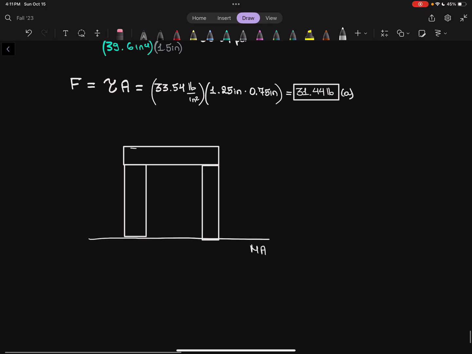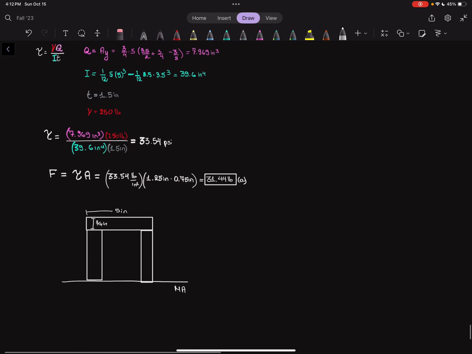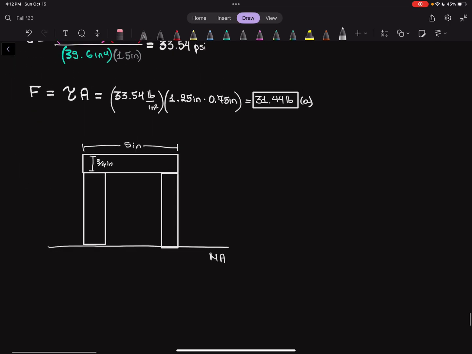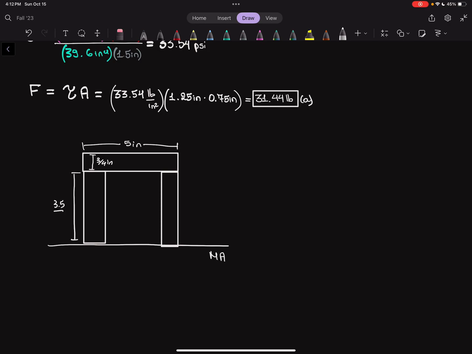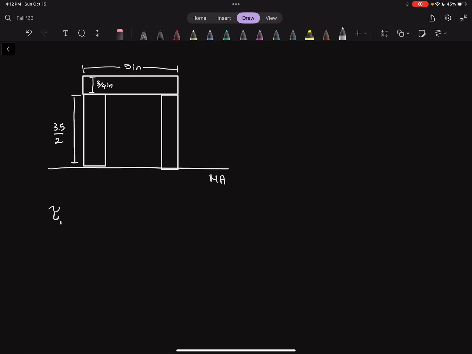So this is 3/4 inches, and then this is 5 inches, and then we have 3.5 over 2. We want to find the shear about this point. And so we know tau max is going to be equal to VQ over IT. Now V, they told us, is 250 pounds. So we have V. V is equal to 250 pounds.